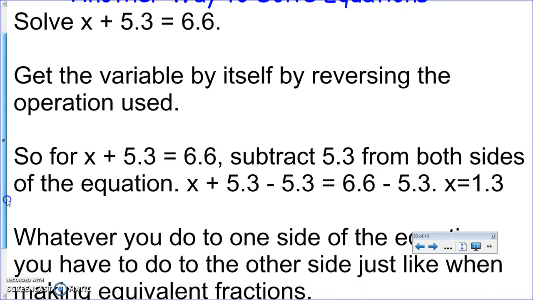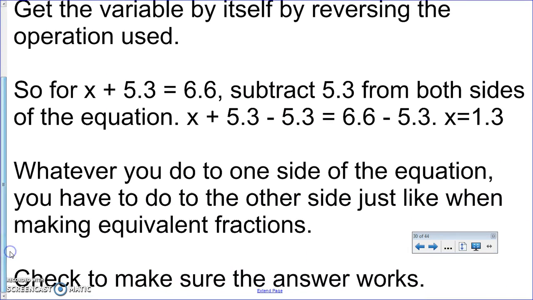So whatever you do to one side of the equation, you have to do the other, just like when you're making equivalent fractions. And always plug the answer back in and make sure it works. Equation problems should be self-checking. If you put your answer back in and it doesn't work, you know you did something wrong and you need to check your work.